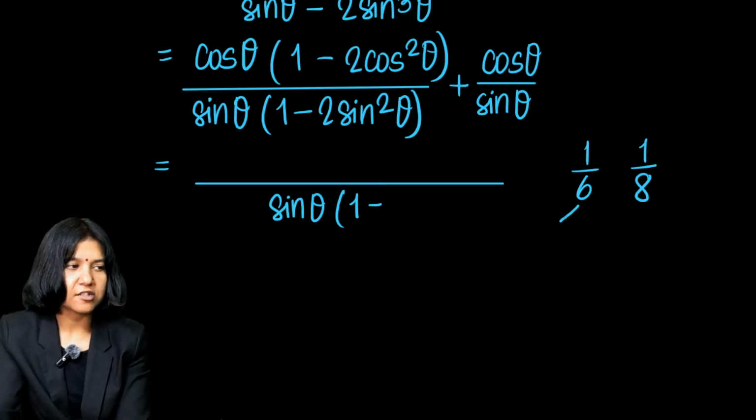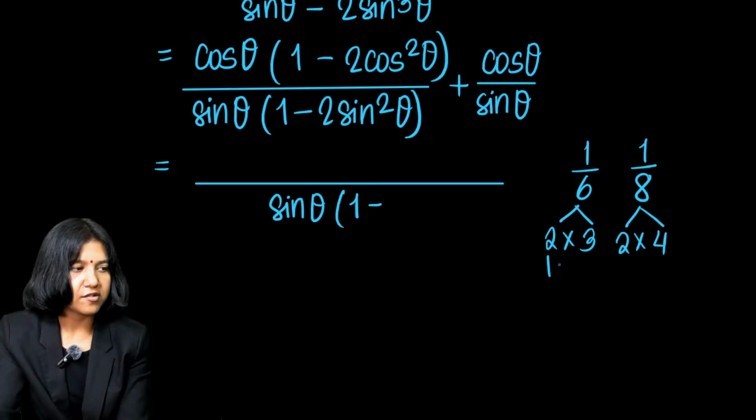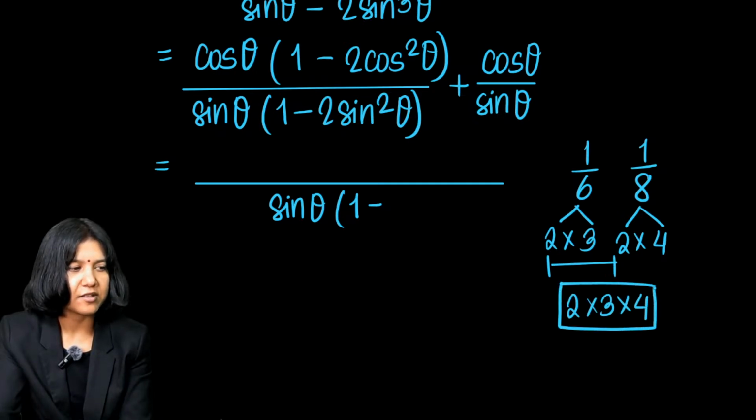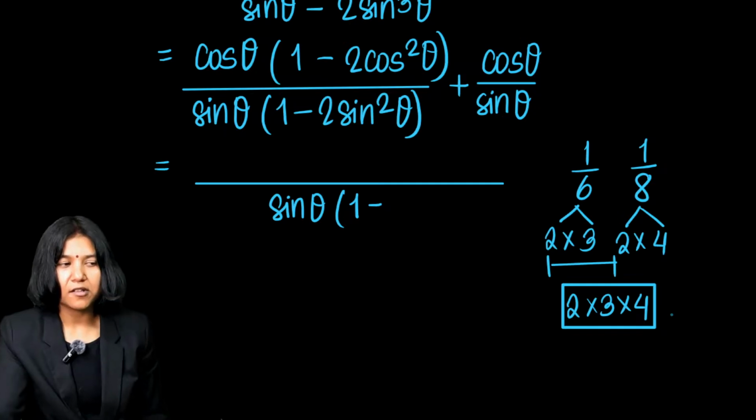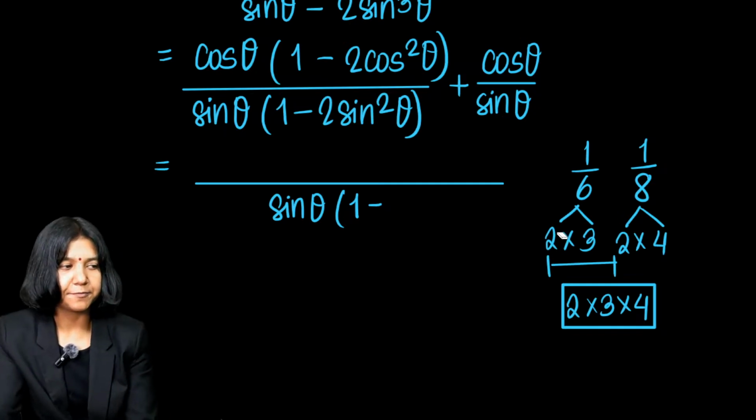What is it actually? Because 6 is 2 times 3 and 8 is 2 times 4. The common part is 2, so you write that 2 only once, and then 3 times 4, which gives you the actual LCM, 2 times 3 times 4, which is 24. 24 is definitely the first multiple of both 6 and 8, the common multiple.